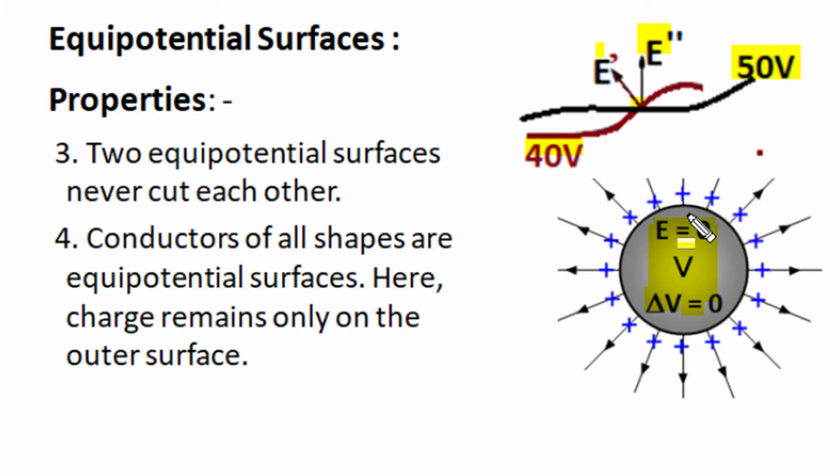So on a conductor, the internal electric field is 0. There is no potential difference. Potential is everywhere the same, and charge remains only on the outer surface.